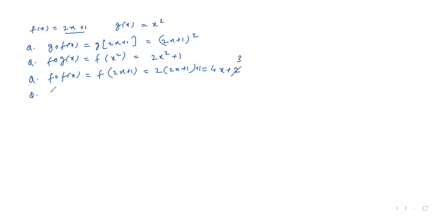What is g of g(x), guys? g of g(x): g(x) is x square, so the whole g of x square is x square whole square. I am replacing here. That is x raised to the power 4, basically. Simple story.